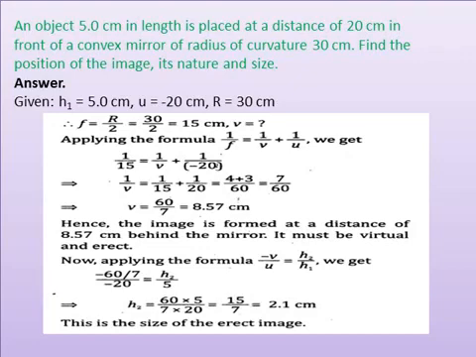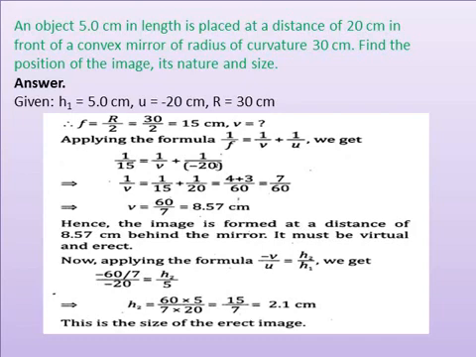And what is the next number given? 30 centimeter. What is this 30 centimeter? Radius of curvature. It is for a convex mirror. Is the radius of curvature on the left side or on the right side? You all know that a convex mirror has the reflecting surface outside and the non-reflecting surface inside. The radius of curvature lies on the non-reflecting side, therefore it is on the right side. Therefore R is taken as plus 30 centimeters.